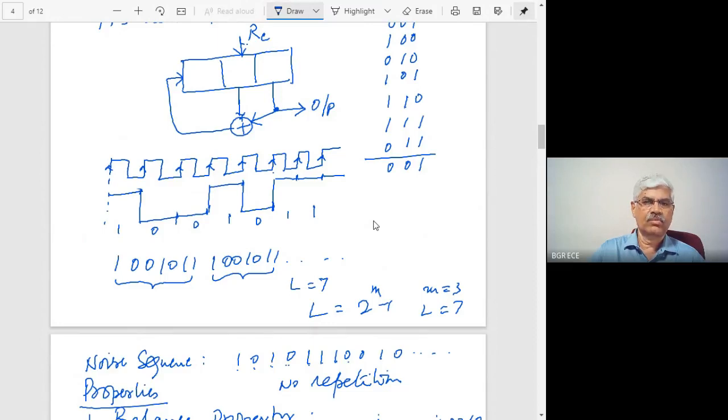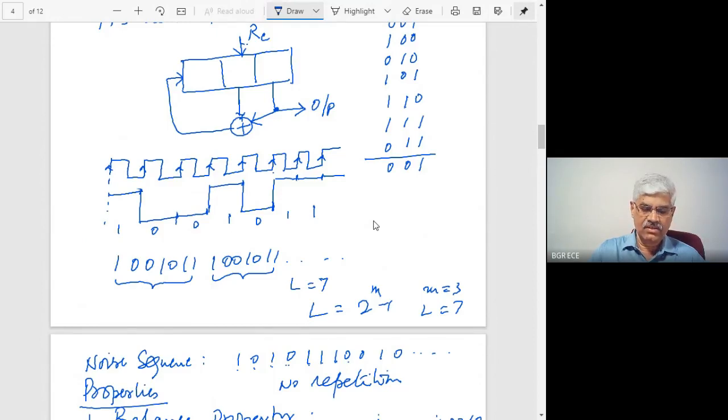In cellular mobile communication, as you all know, there is one base station, and many mobiles are communicating with each other through the base station, and there also multiple access is required, and CDMA is one such technique that is used. So in order to use CDMA for multiple access applications, if there are many users, you require many codes with the same property.